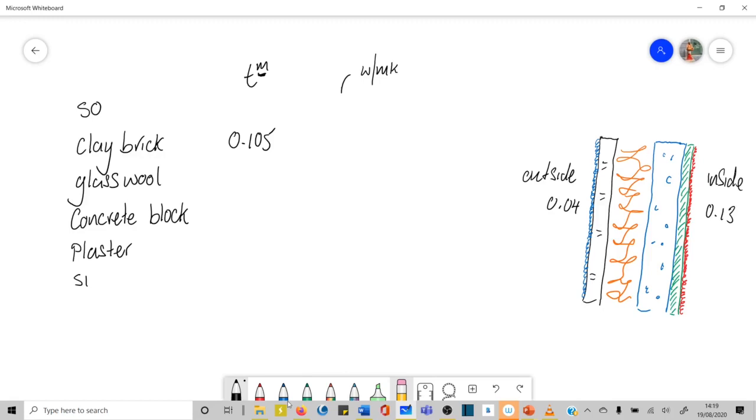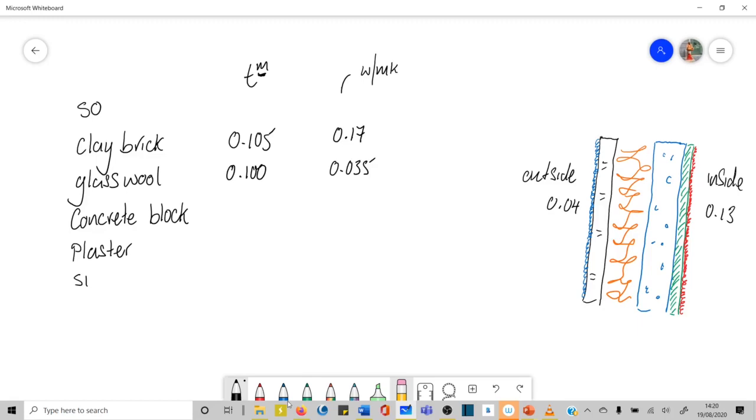The resistivity value for that, we're going to say 0.17. Okay, glass wool, we're going to have 100 mil thick insulation, and then that's 0.035. That's real. You can see the insulation has a very, very low number. So the lower the number, the more resistant it is in comparison to clay brick.